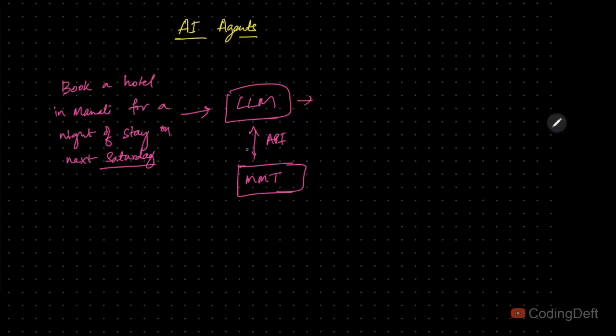Again, for booking, it will make tool usage like calling MakeMyTrip or Booking.com API, and the output is an action, that is, hotel is booked. It is not just outputting the list of hotels and everything. It has to perform an action. So the AI agent will perform an action like hotel booked.